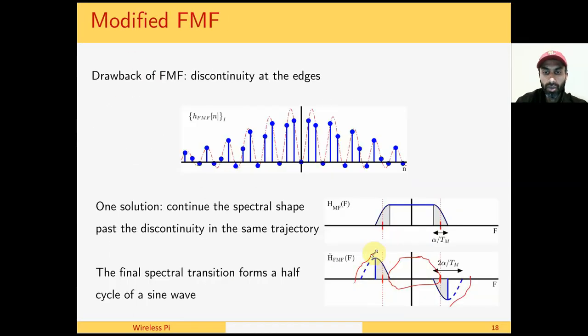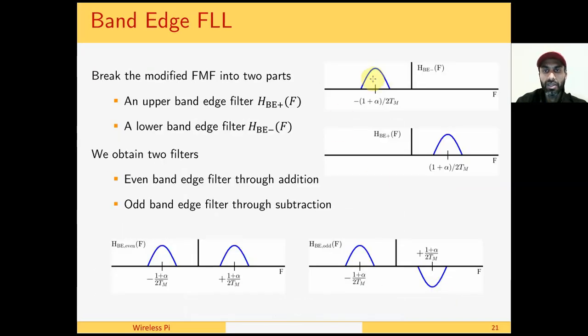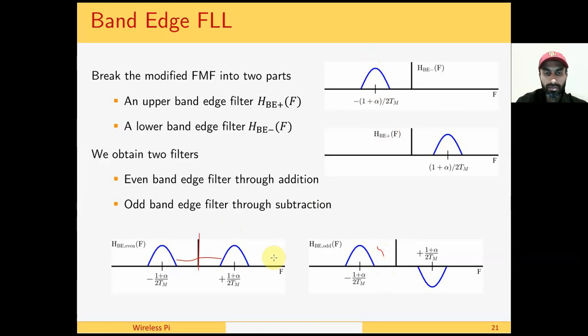So let us break the modified frequency match filter into two terms. One is the lower band edge filter and the other is the upper band edge filter. By adding these two, we get an even band edge filter because its response is even symmetric around the zero frequency. And if we subtract this one from this one, we get an odd band edge filter because this kind of shape is called an odd signal. We discussed this in lecture number 1. Why are we doing this?